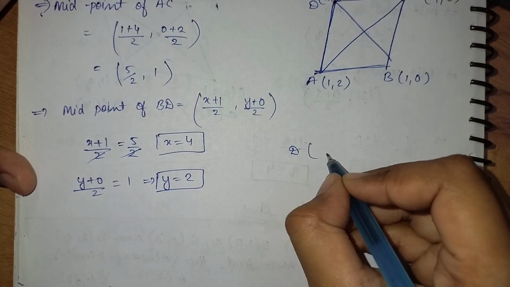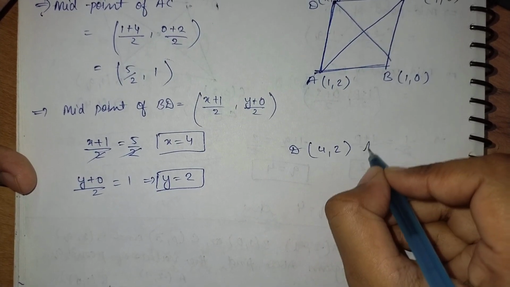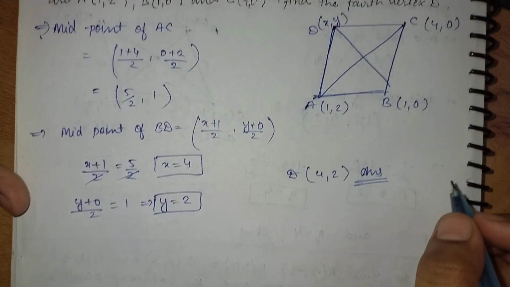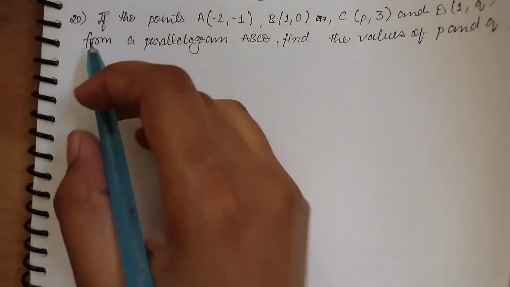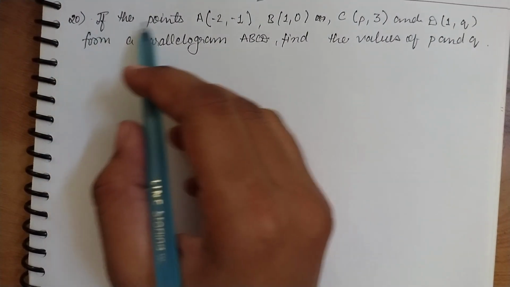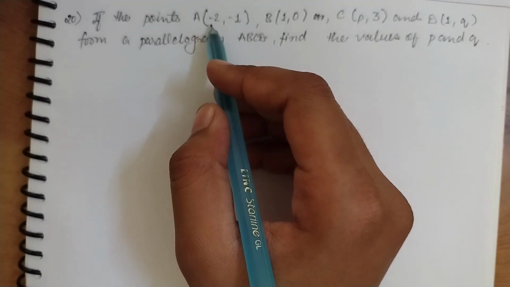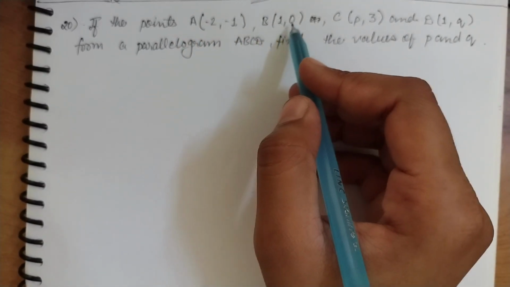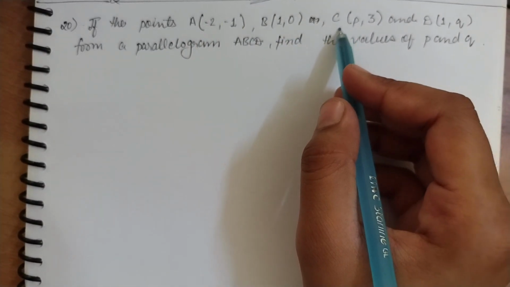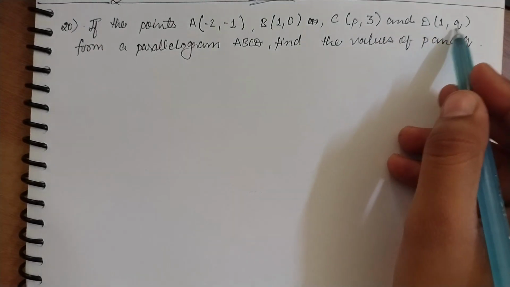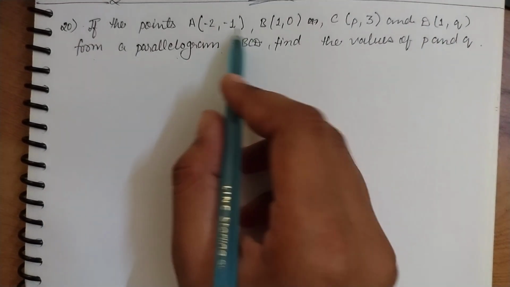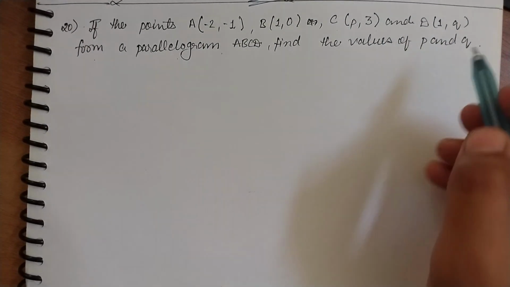This means the coordinates of point D are 4 comma 2, which is the final answer and solution of question number 19. Now let us solve question number 20. If point A is minus 2 comma minus 1 and point B is 1 comma 0, point C is P comma 3 and D is 1 comma Q, we have to form a parallelogram ABCD, then find the values of P and Q in this question.